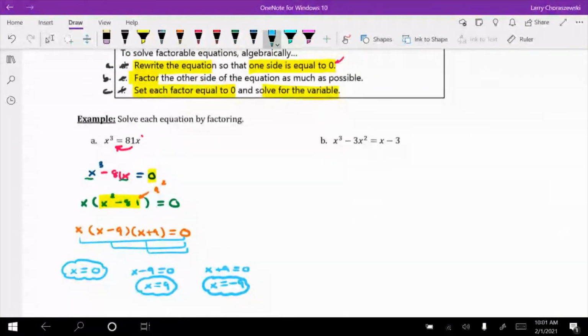All right, let's do part B. We do need to set one side to 0. We have smaller powers of x on the right-hand side. So everything that's on the right-hand side, let's bring that over. So x cubed minus 3x squared minus x and positive 3 when they come over from the right-hand side. And then we have 0.